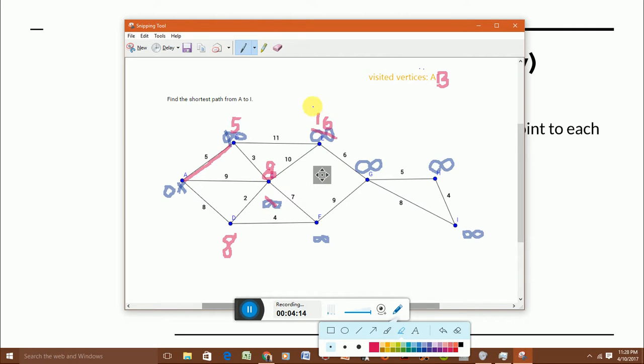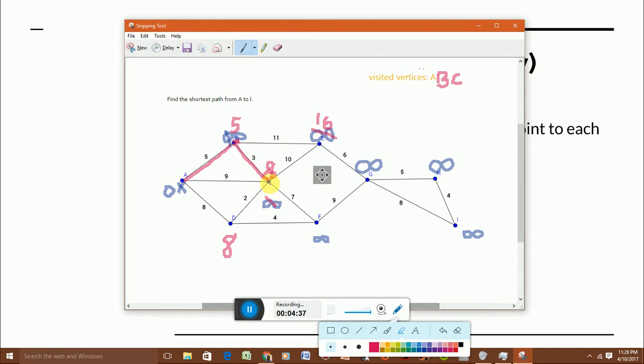Now we're finished with B. We can mark that off, and we ask, where do we go next? We have a couple of choices. We have a couple of 8s, so we can visit those in whatever order. If you want to go to C next, we can go to C next, and the way we get there is traveling from B to C.